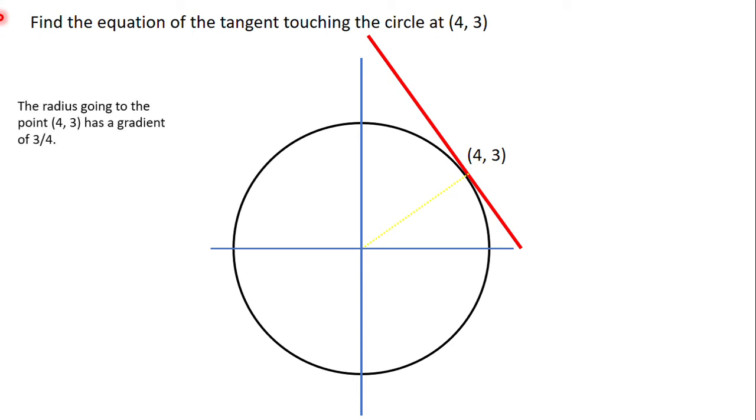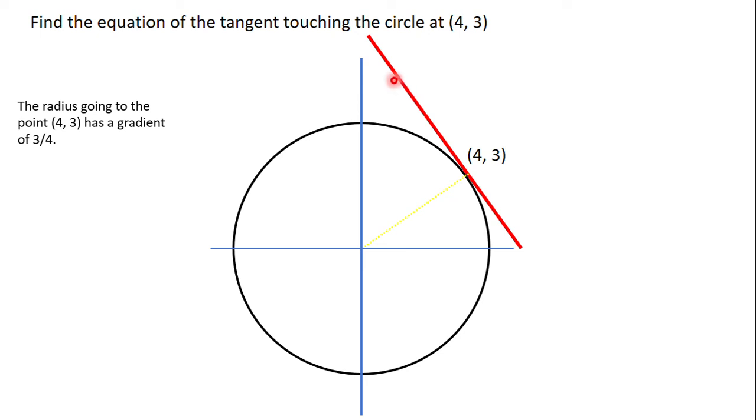Okay, the gradient is going to be 3 over 4. How do I know that? Well, this 4 is the distance in x. So to get from the center of the circle to the edge, I've got to go across 4 and up 3. That's what this coordinate means. So the distance in y is 3, because that's how far I've gone up according to that coordinate over there. The distance in x is 4, because that's how much I've gone across. So the distance up is 3, the distance across is 4, the gradient is 3 over 4.